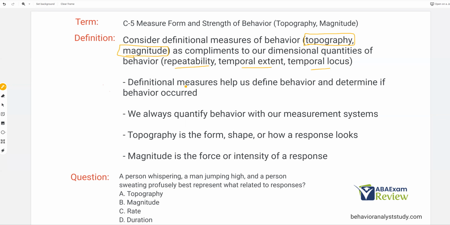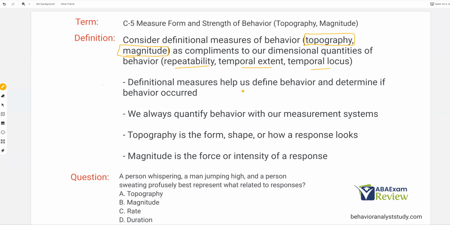These definitional measures help us define behavior and determine if behavior occurred. So instead of saying aggression occurred 5 times, we can say Dave, with a closed fist, swung his arm and made contact forcefully with his brother's face 5 times. Which one is easier to observe? Which one is easier to reliably observe? Well, obviously, the definition with topography and magnitude.